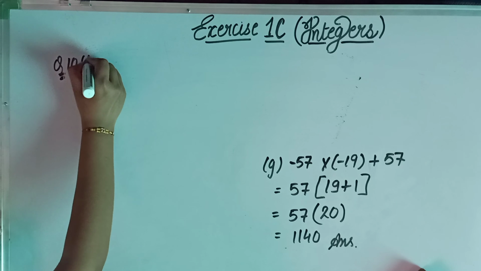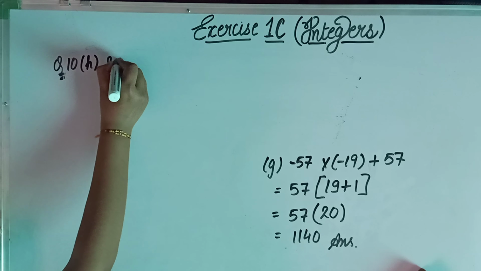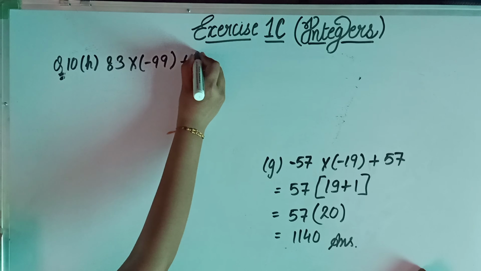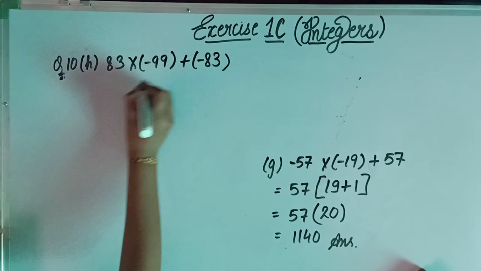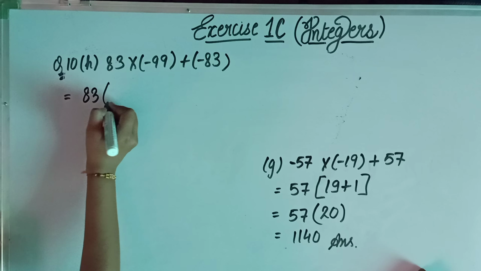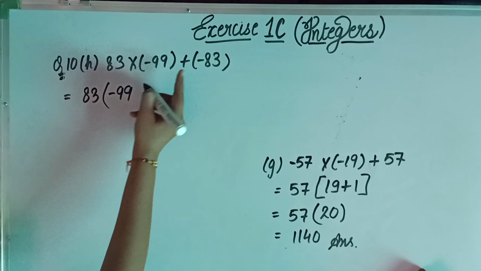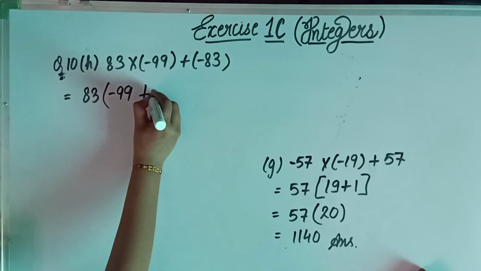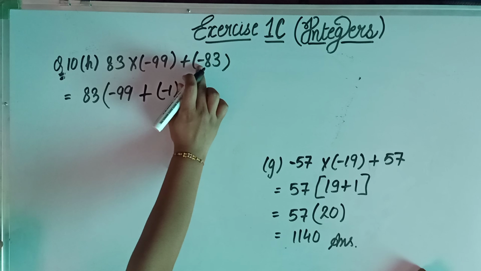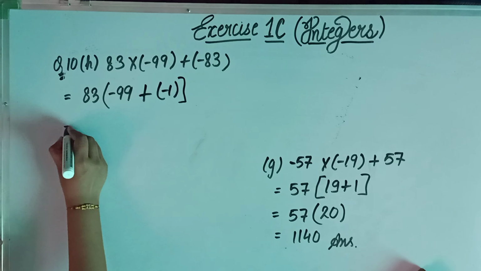So our H part is 83 multiplied by minus 99 plus minus 83. Okay, what we need to do? Here also 83, here also 83. Again we are going to take it as common. What will remain? Minus 99. What will remain here? Plus, and here minus 1, because we have taken 83 as common. Minus will be remaining, so minus 1.